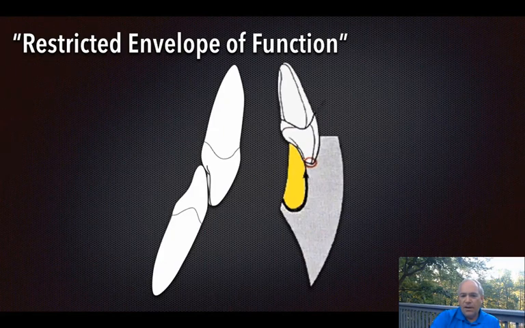If you have a restricted envelope of function, what I want you to think about is you may have had a patient that has a really pretty normal outside-in path, lower incisal travels, which is what you see on the right there, that outside-in approach.